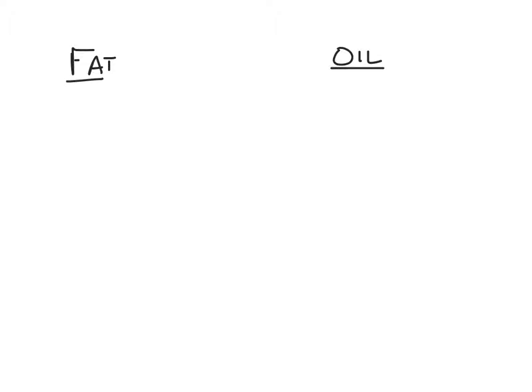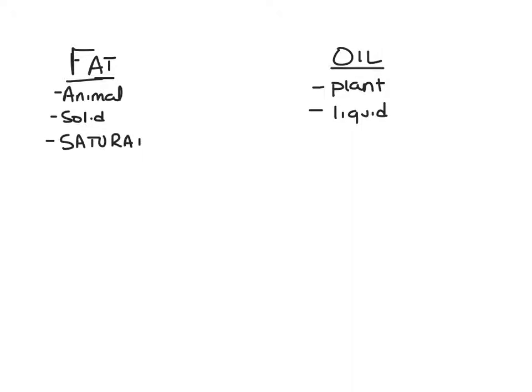Fats typically are animal-based, not always, but okay, and oils are typically plant-based. Fats are quite often solid at room temperature, and oils, not always, but quite often are liquid or can be presented liquid fairly quickly. And fats, because of being solid and animal, are often known as saturated fats. And oils are quite often unsaturated.